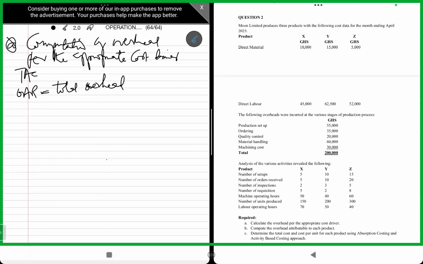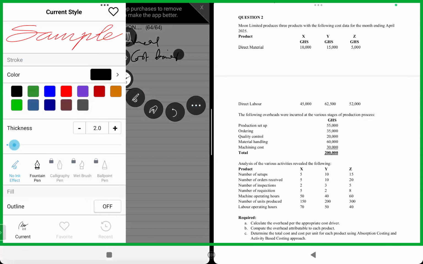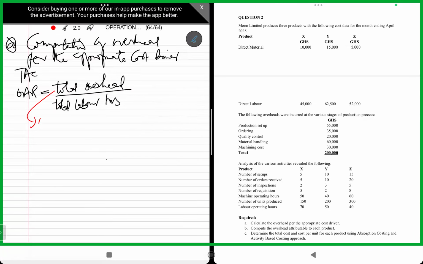Okay. Computation of OAR. So we said that when solving the traditional absorption question, the first thing we have to deal with is to find the what? OAR. So we will divide. The general formula is total overhead over what? Total activity level. But as I said, mostly when it comes to traditional absorption questions, it is total labor hours. Are we good? Total labor hours. So watch. You then go and find the total overheads.